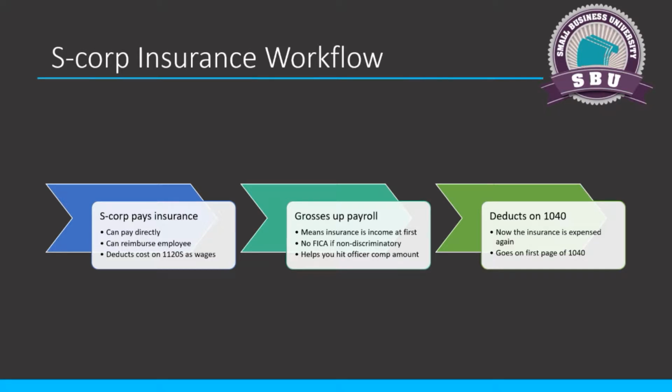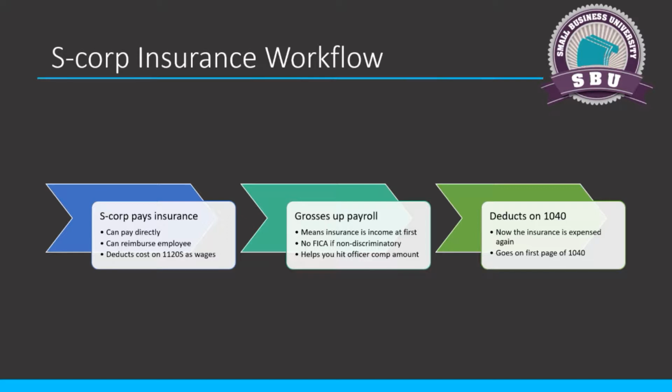I'm going to get into non-discriminatory versus discriminatory here later, but just know as far as the workflow goes, when you're grossing up someone's payroll, it depends on whether they're discriminating in their plan and how the business reimburses people or pays for health insurance, or if they're not discriminating. Last, the last part of the workflow is the shareholder gets to deduct the amount on their 1040. That's that screen I showed you just a second ago.